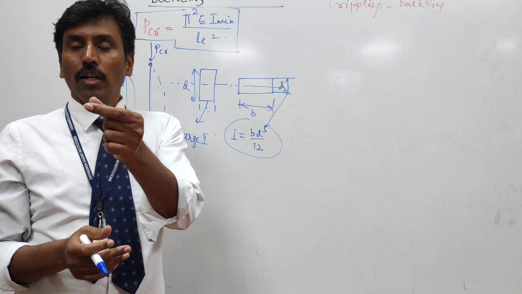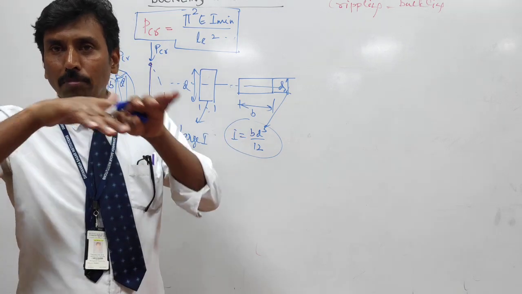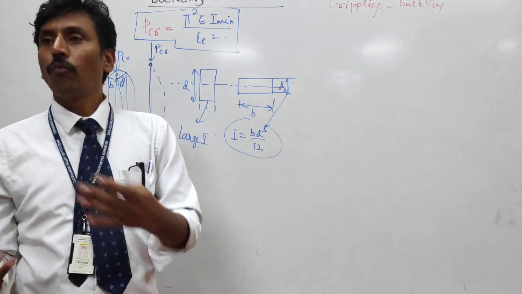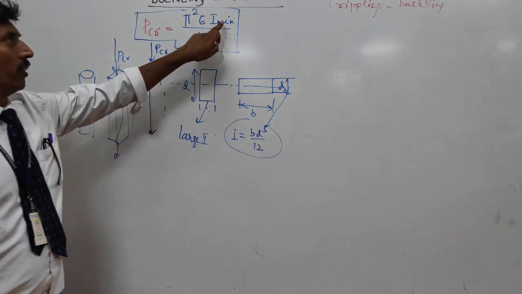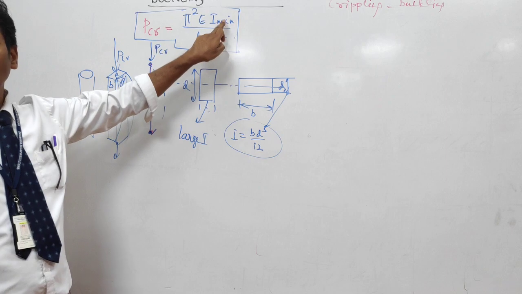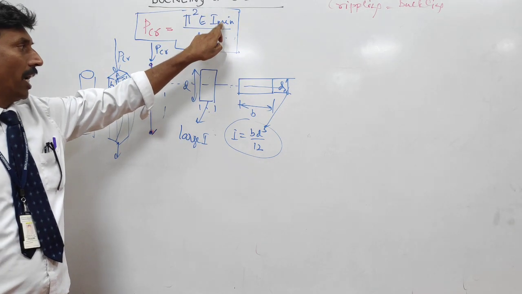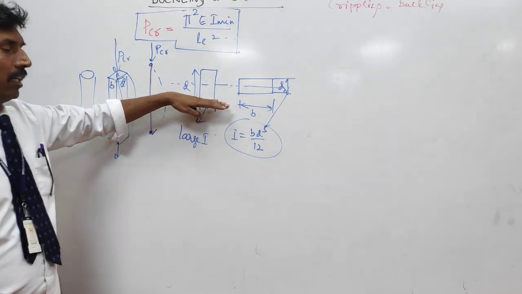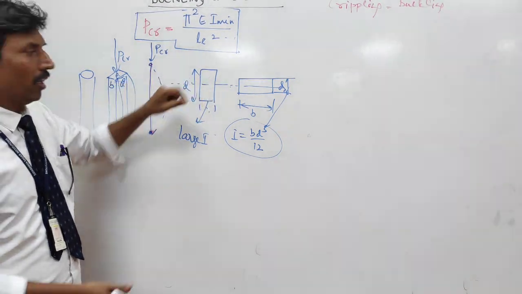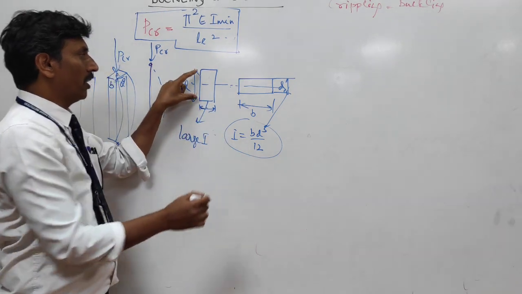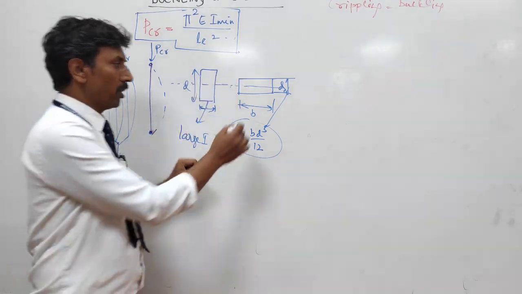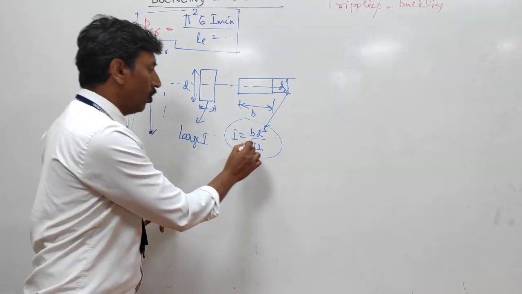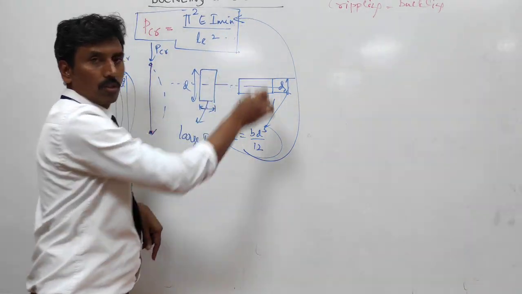The material tries to buckle in the direction of least resistance, and it fails. Therefore, I minimum has to be substituted here. For this rectangular section, you can calculate I keeping the breadth smaller and the depth larger, or you can keep the breadth larger and the depth smaller. Whichever is minimum, that value of I has to be substituted here.